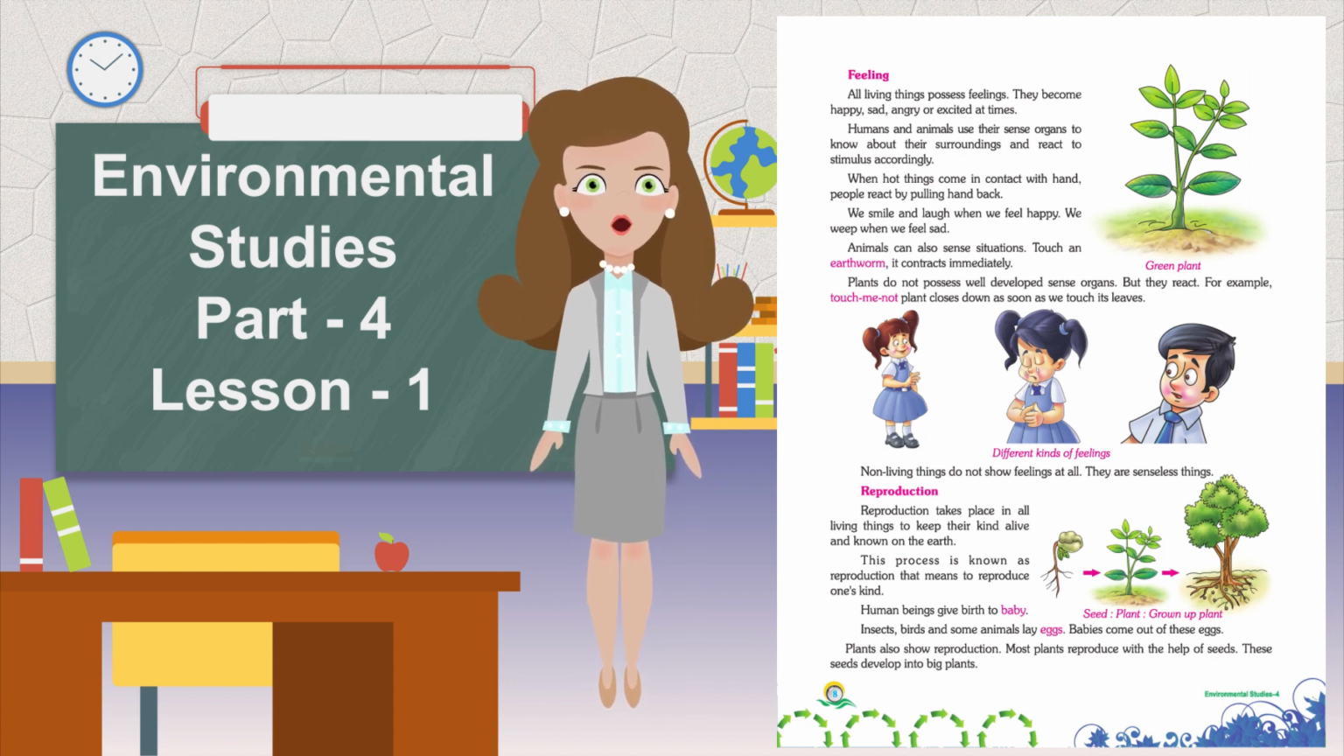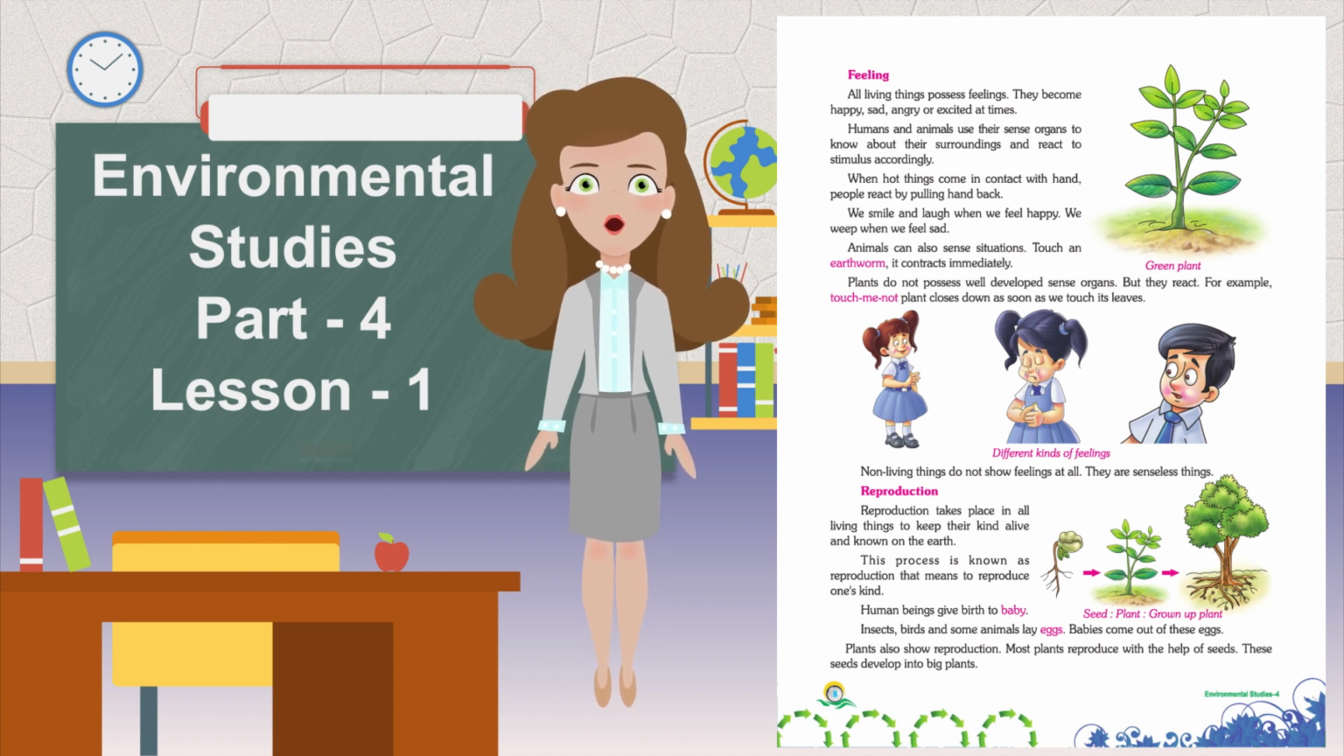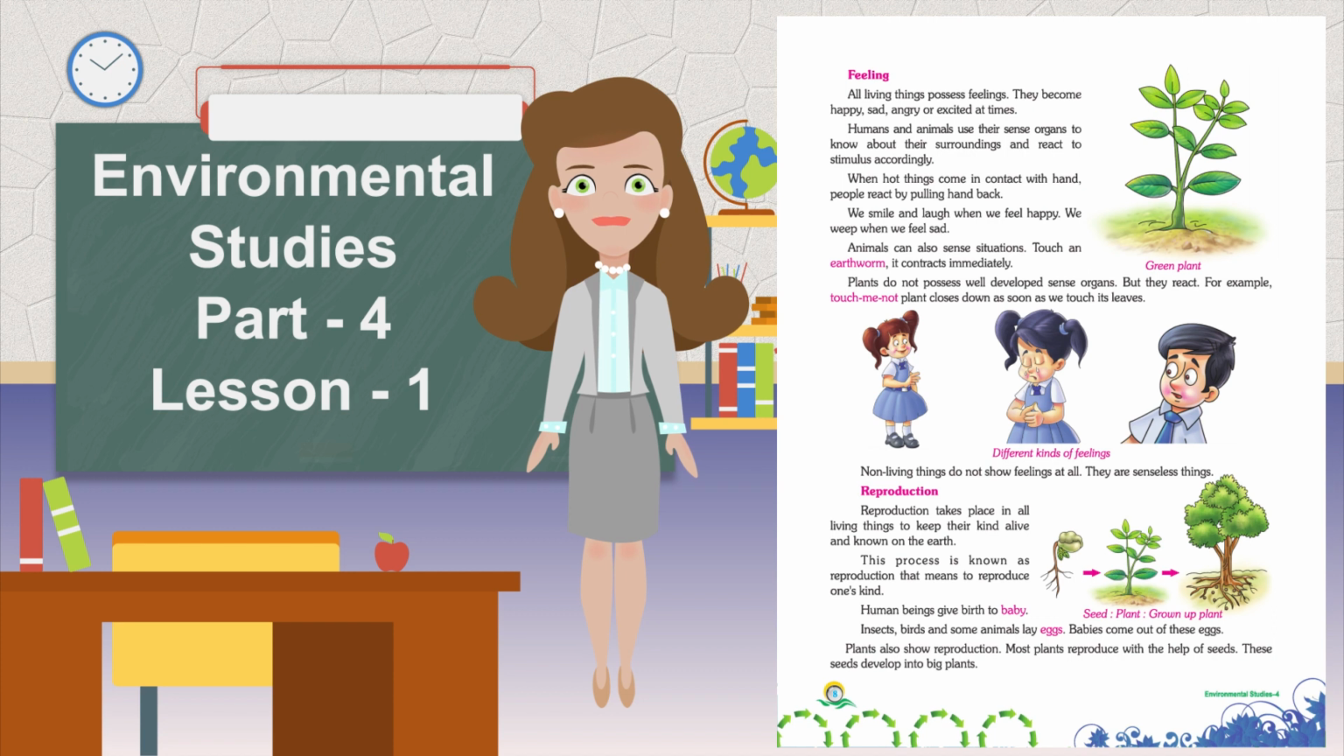Touch an earthworm. It contracts immediately. Plants do not possess well-developed sense organs, but they react. For example, touch-me-not. The plant closes down as soon as we touch its leaves. Non-living things do not show feelings at all. They are senseless things.